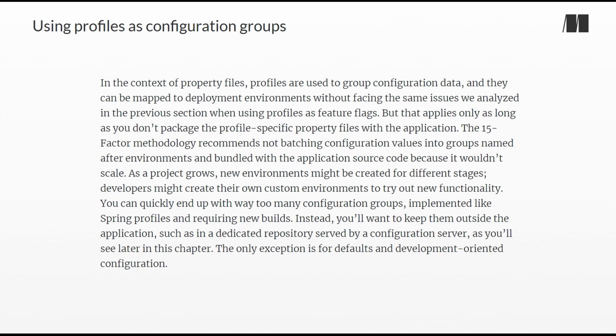The 15-factor methodology recommends not batching configuration values into groups named after environments and bundled with the application source code because it wouldn't scale. As a project grows, new environments might be created for different stages. Developers might create their own custom environments to try out new functionality. You can quickly end up with way too many configuration groups, implemented like Spring profiles and requiring new builds. Instead, you'll want to keep them outside the application, such as in a dedicated repository served by a configuration server, as you'll see later in this chapter.